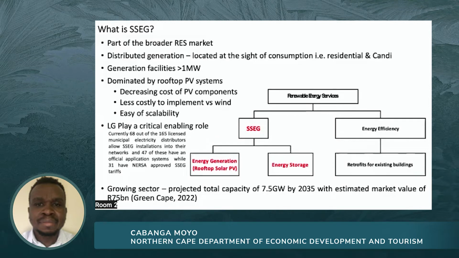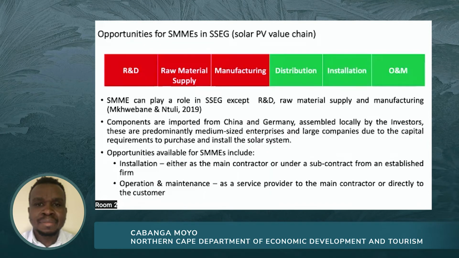68 of them allow SSG in their territories. And 47 of those have an official application system, and 31 have got the NERSA approved tariff for small-scale generation. It is a growing sector. The projection is that by 2035, there will be 7.5 gigawatts of installed capacity, valued at 75 billion rand. Next slide, please.